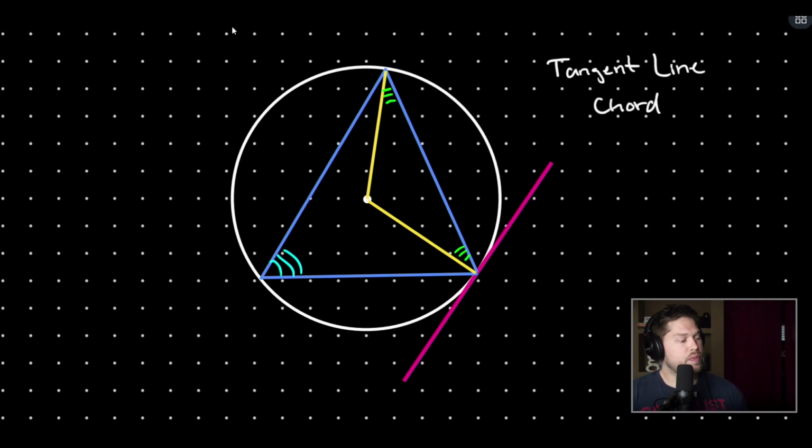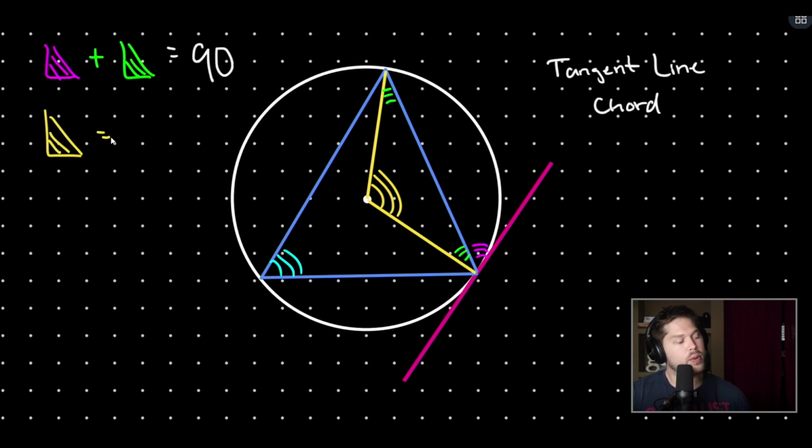And what else can we say? Well, if I'm just looking at the picture, I know that my purple angle that I just marked plus that green angle must equal 90 degrees, as this is an intersection of a radius and a tangent. Also, notice that my central angle must equal 180 degrees minus my two green angles.